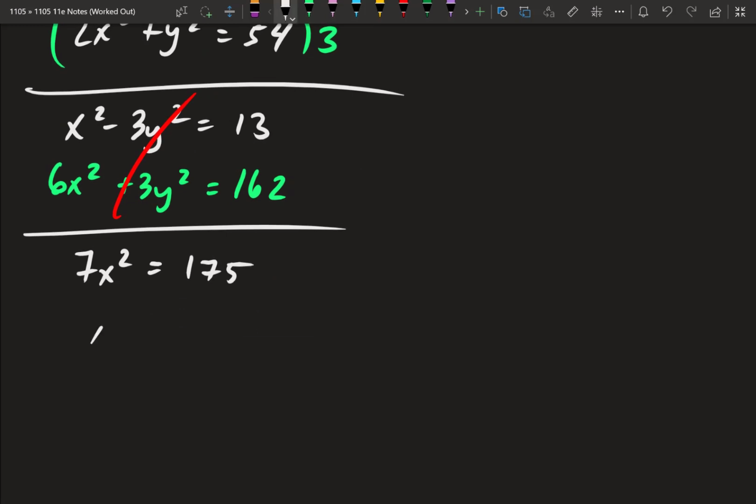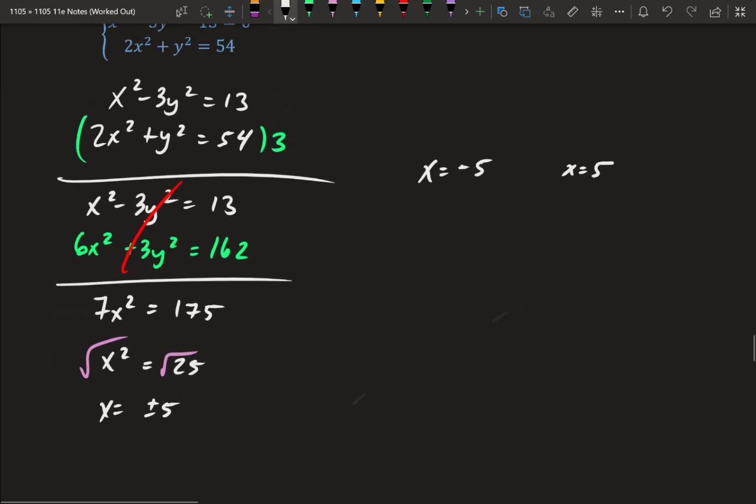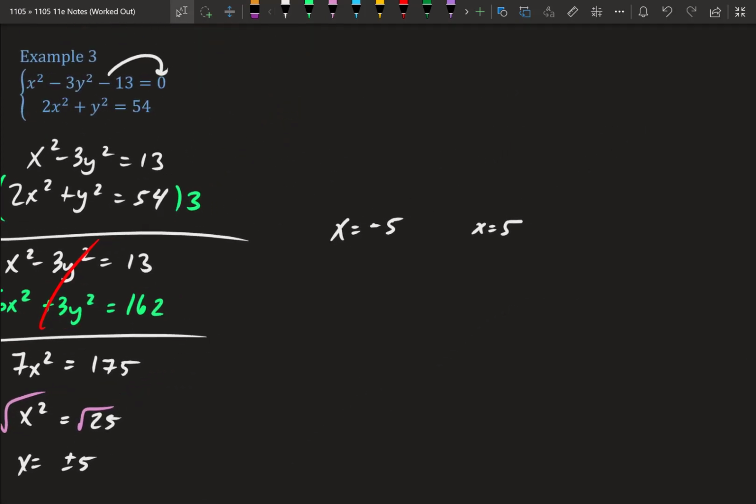Divide by 7, we get x squared equals 25. Square root, and we get x equals positive/negative 5. So we have x equals negative 5 and x equals positive 5. You can plug it into any equation you want. So we need to solve for y, and we're squaring it. I'm going to use the bottom one. Y is just easier looking. They're positive. So I'm going to use the bottom one and plug it in.